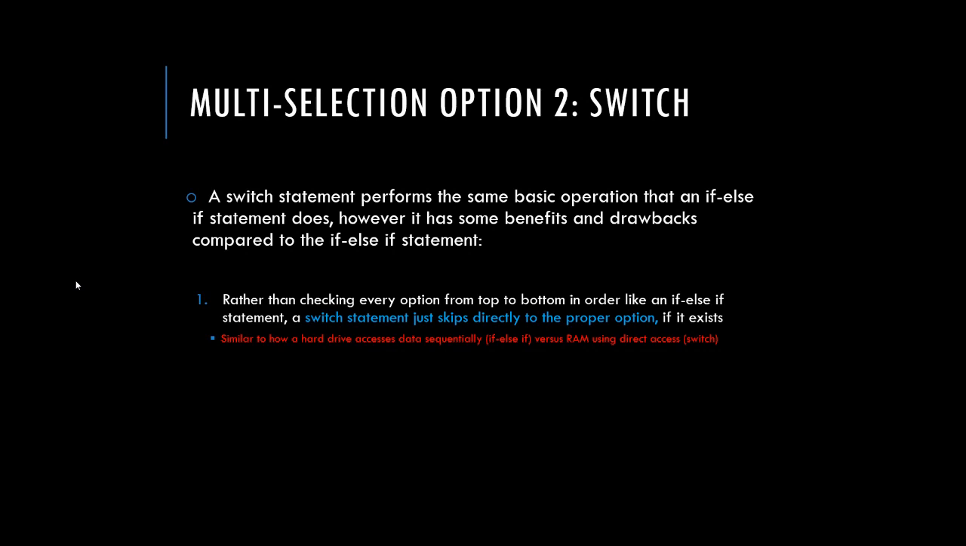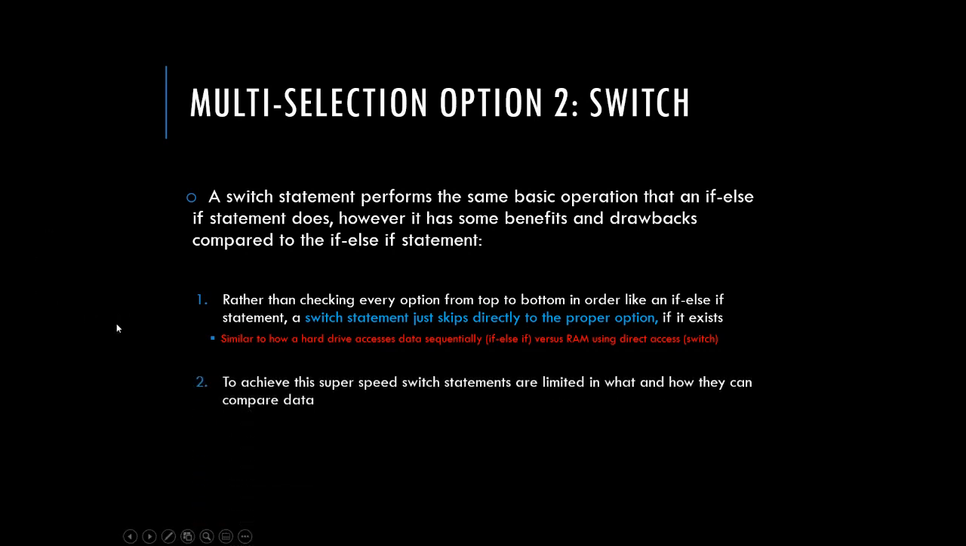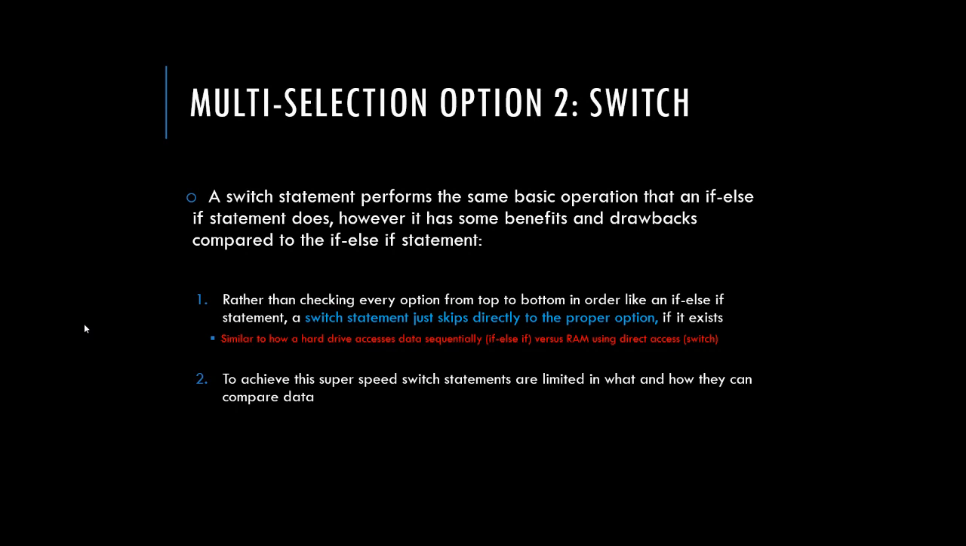Now, it's similar to how a hard drive accesses data sequentially, so an if-else if, versus RAM, which is using direct access. So it's either going through it in order or it's going directly to the option that represents your test condition. To achieve this super speed, switch statements are limited in what and how they can actually compare the data.